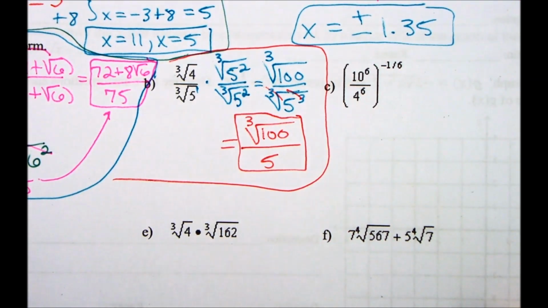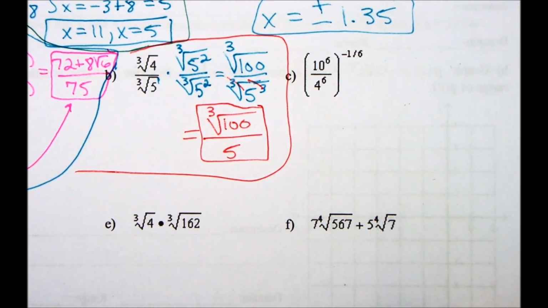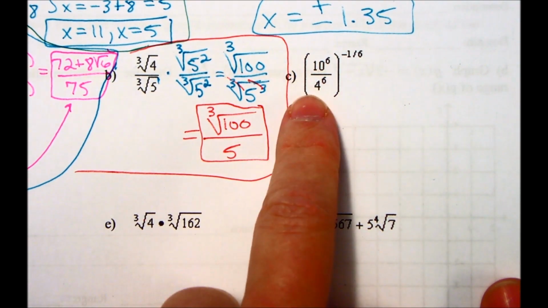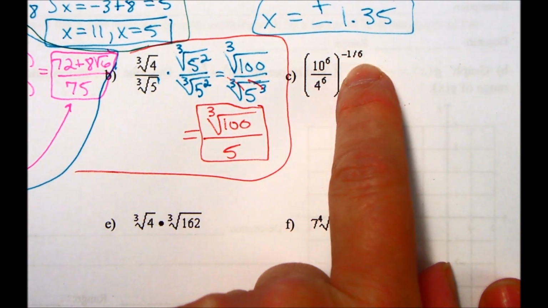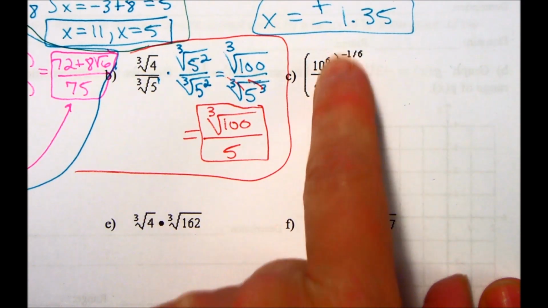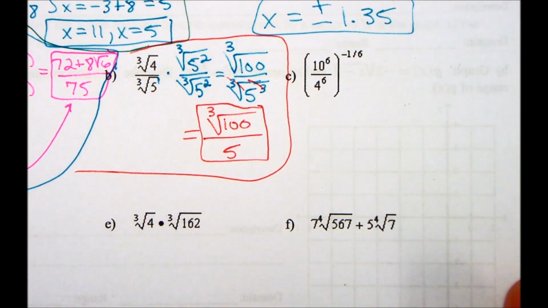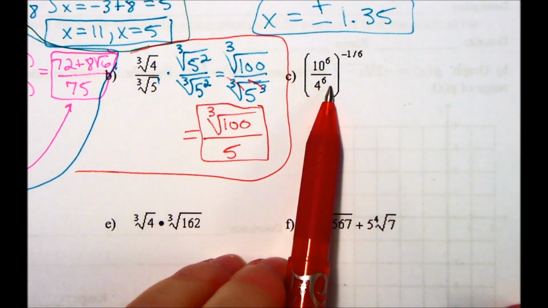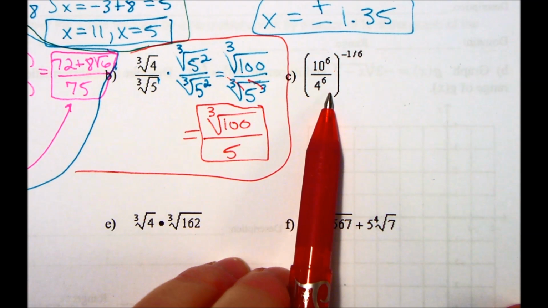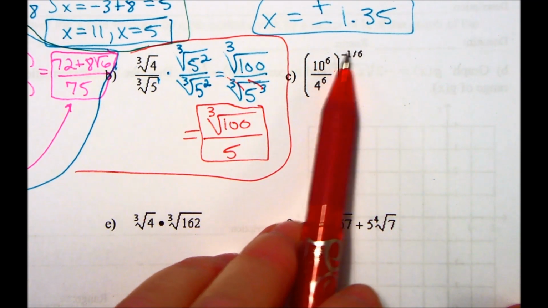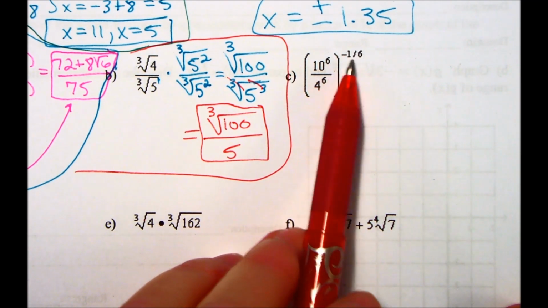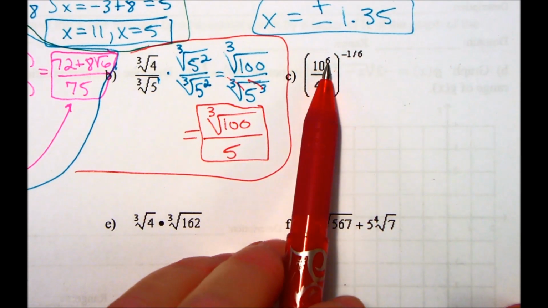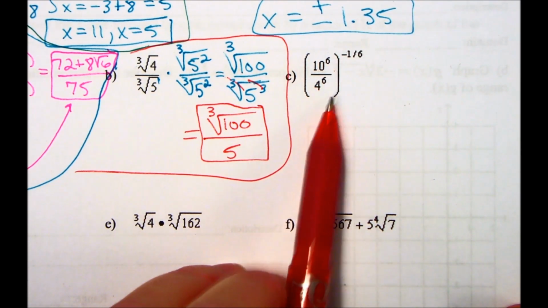Okay, so now we're going to look at C. Well, in number C, we don't have the same base. We do have an exponent on the outside, and we've also got this exponent on the inside. So there's a couple different ways that you could do this. You could decide to multiply the exponent in right away, taking the negative 1/6 times the 6, because when you have an exponent outside of an exponent, they get multiplied.